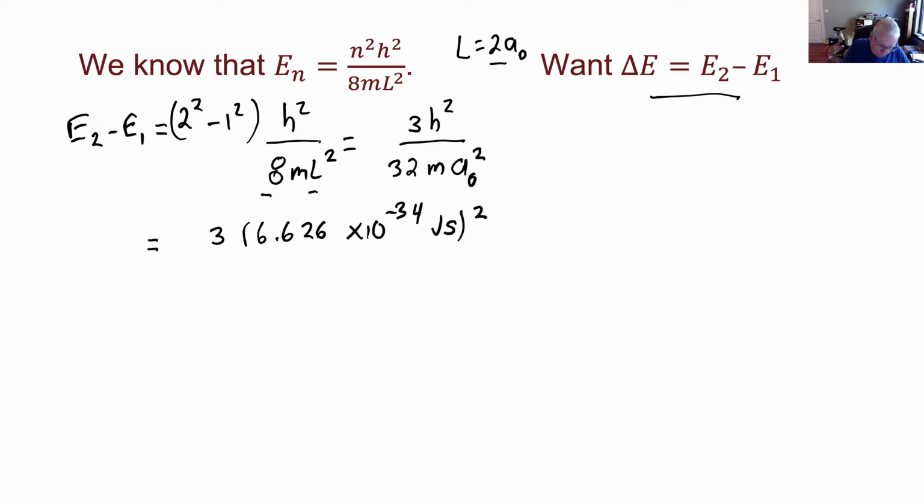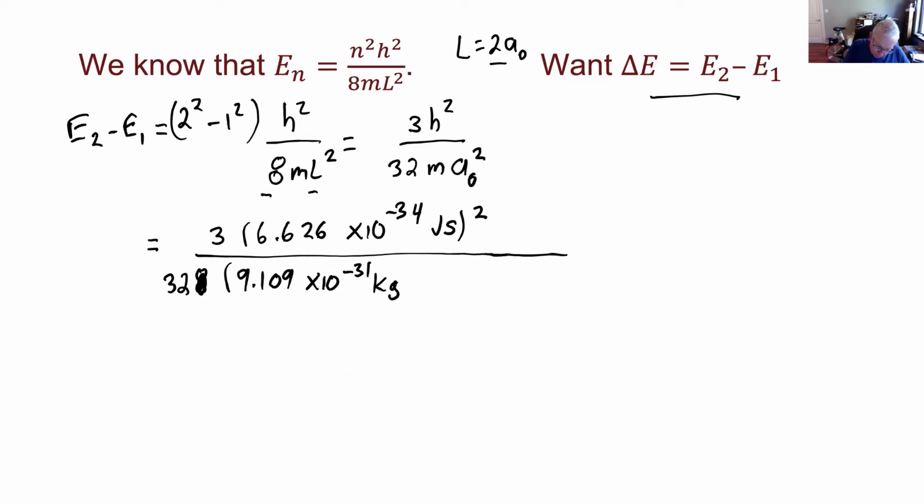And that's squared. On the bottom, I've got the electron mass, no, I don't have 8 anymore, I'm sorry, I've got 32. I looked up at the wrong line up there. I've got 9.1 times 10 to the minus 31 in kilograms.